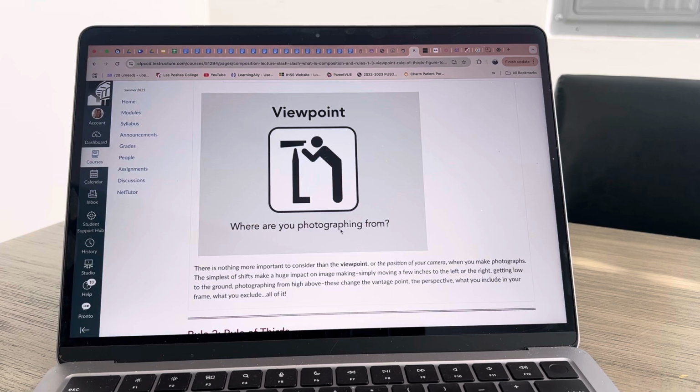Where are you photographing from? There's nothing more important to consider than the viewpoint, or the position of your camera, when you make photographs. The simplest of shifts make a huge impact on the image making. Simply moving a few inches to the left or to the right, or getting low to the ground, or photographing from above, changes the vantage point, the perspective, what you include in your frame and what you exclude, all of it.